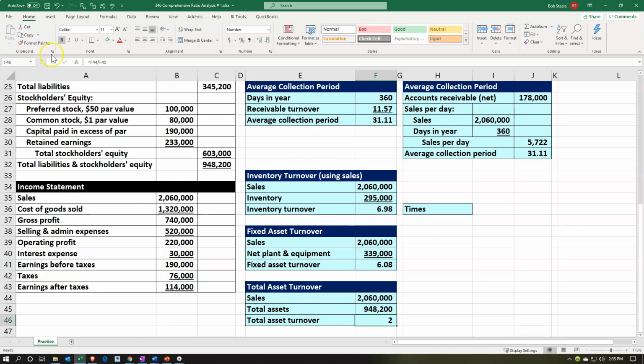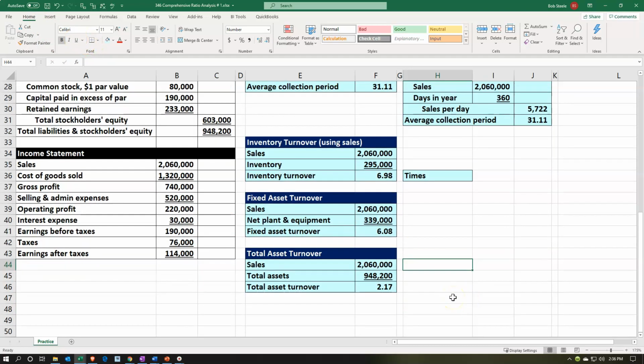We're going to add some decimals, home tab, numbers, increasing decimals. We could keep going. We're going to stop it typically at 2. Then let's put an underline up top, home tab, font, and underline. So total asset turnover 2.17. Again, that's how many times, that measures the efficiency of the use of our assets. Is that good? Depends on past performance, industry standards.